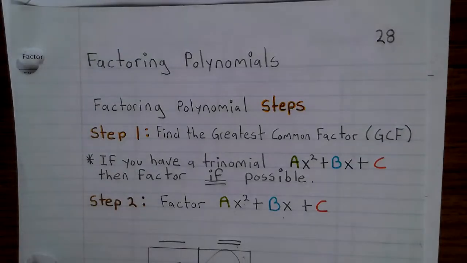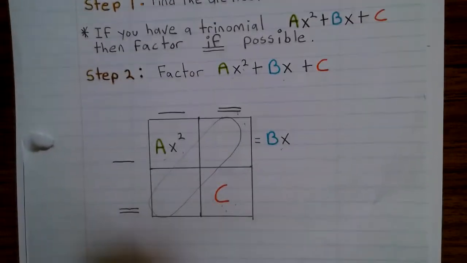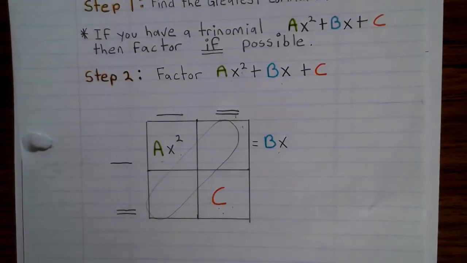Okay, Wildcats, here we're going to journal page 28, factoring polynomials. Factoring polynomial steps. Step 1, find the greatest common factor, or GCF. If you have a trinomial ax squared plus bx plus c, then factor if possible. Step 2, factor ax squared plus bx plus c using the reverse box method.